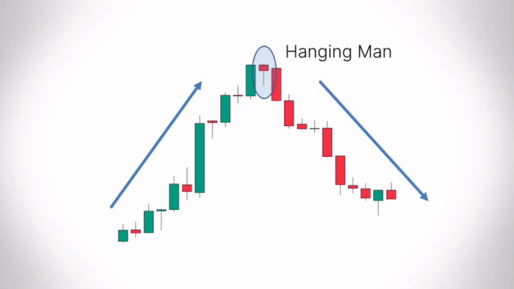It also has little or no upper wick or shadow, and the absence of an upper wick or shadow emphasizes that the session was dominated by downward movement. And a hanging man pattern forms at the top of an uptrend or near a resistance level, signaling potential bearish reversal. To trade a hanging man pattern, you want to first of all wait for confirmation.